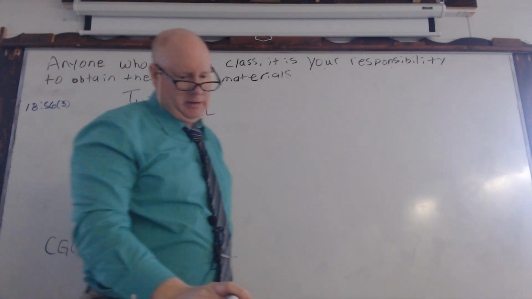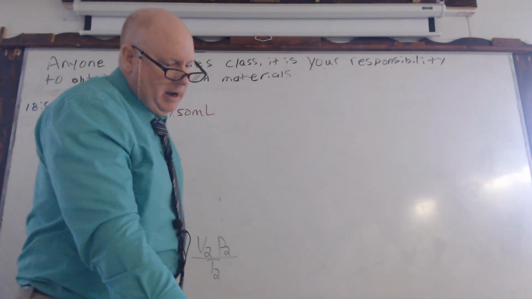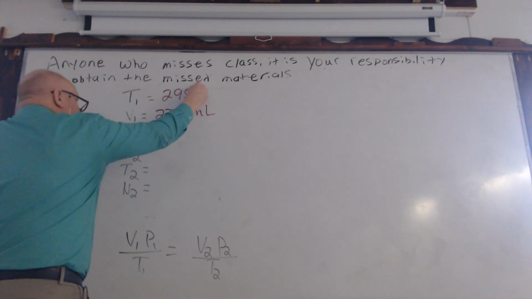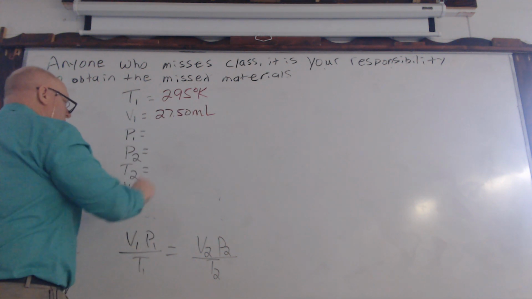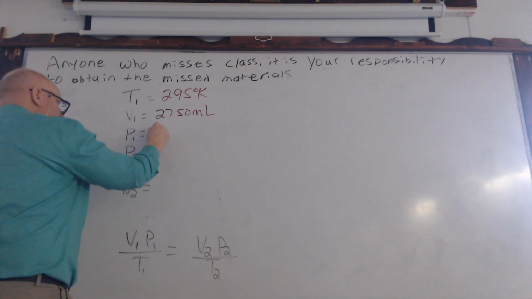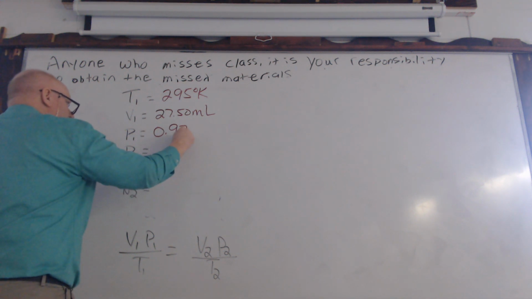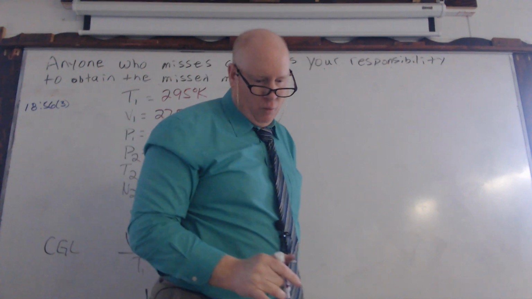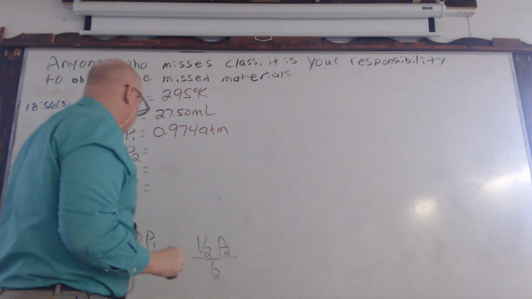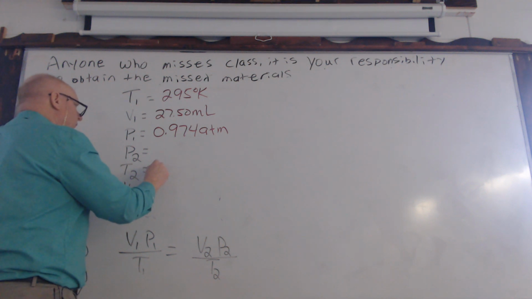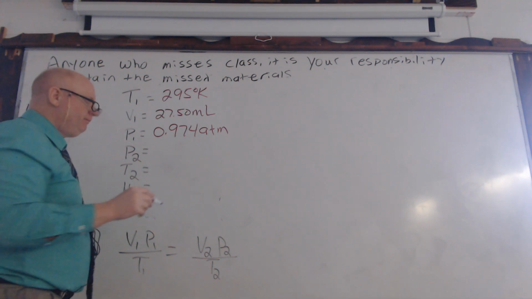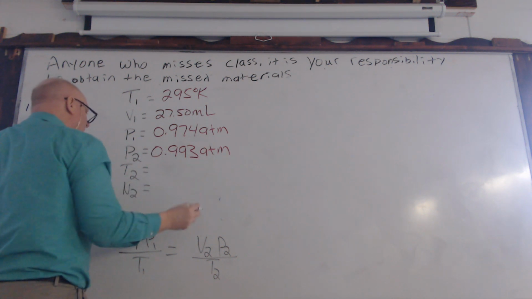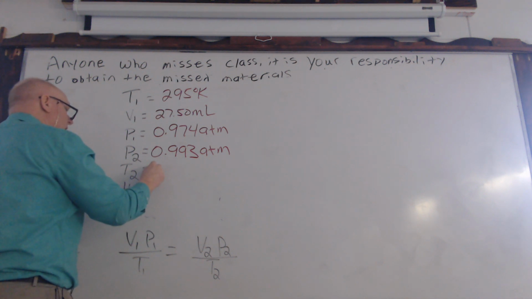Then it says 22 degrees centigrade, adding 273, 295. And then what's your first pressure? It's 0 point something, 0.974 atmospheres. Then it goes on to state what will the volume be at 15 degrees centigrade, and 0.993 is your pressure. So 15, that's what, 288? Yep.